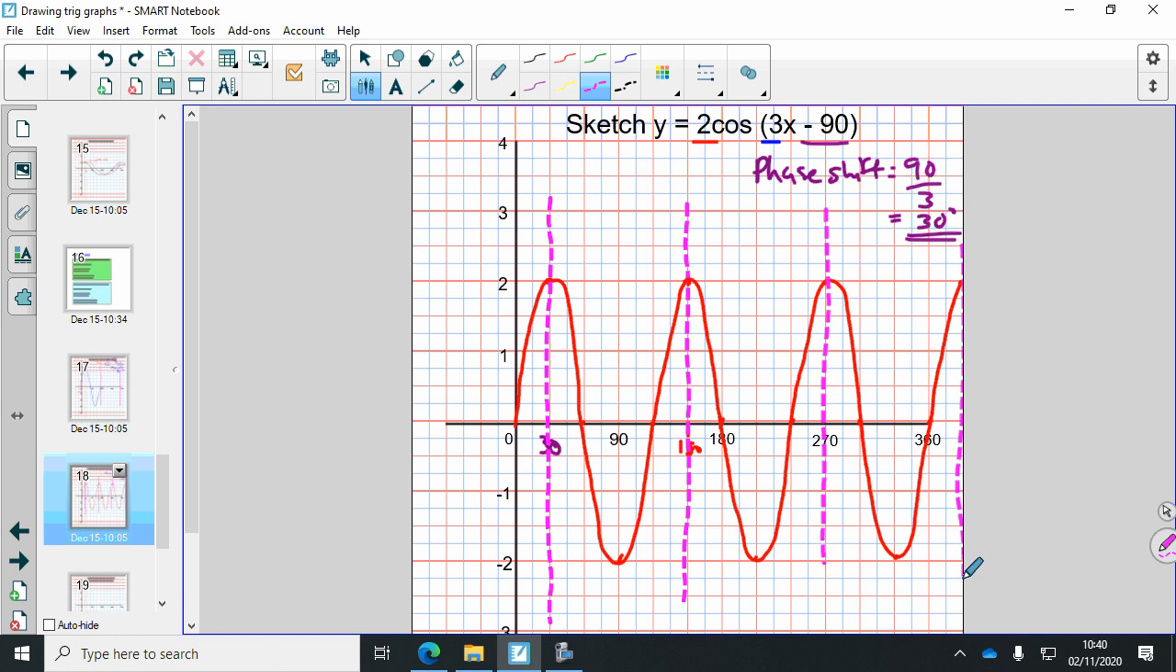So remember, the key part is the phase shift. That's your starting point. That is done by doing 90 divided by 3, and then you just check the sign. If it's minus, it moves to the right. If it's plus, it moves to the left.